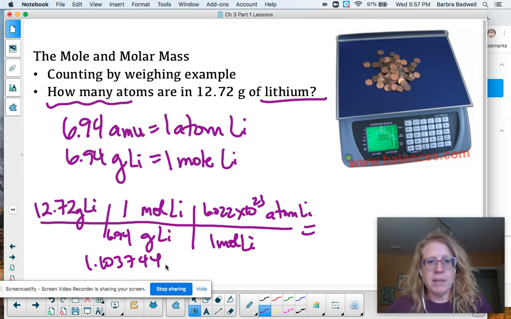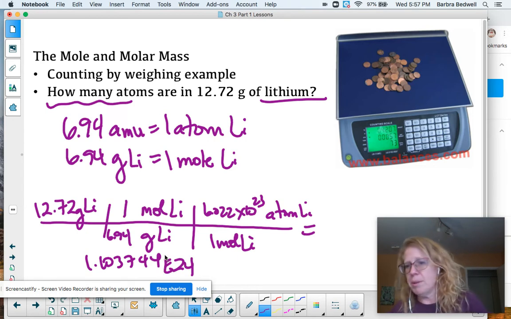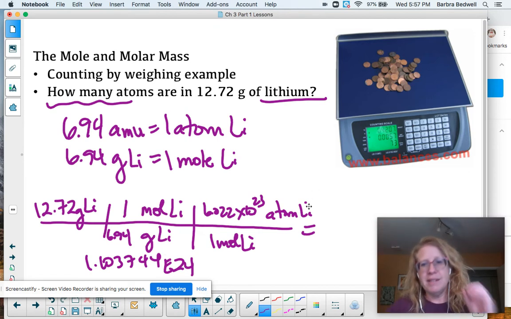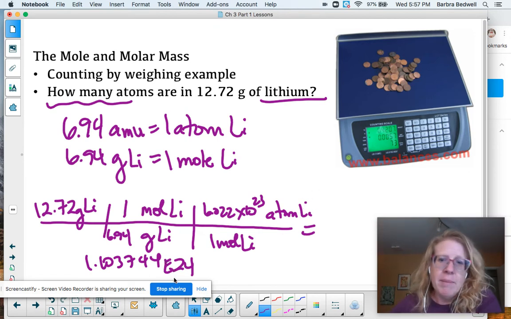1.103744 something, something, something. And then it says E24. That's kind of what my calculator says on there. So how do I interpret that? Again, that's my calculator output value. How do I interpret that? Sig figs, units, and then this E part. So remember on your calculator, E means times 10 to the. So this is my calculator telling me this is in scientific notation.